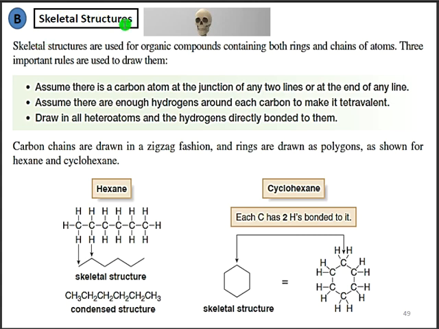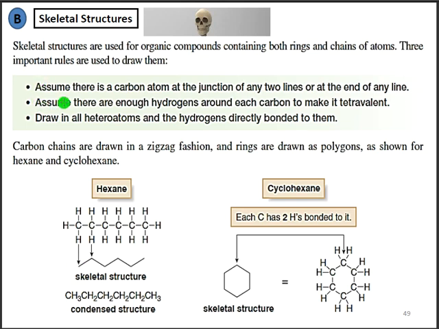The skeletal structure. Skeletal structures are used for organic compounds containing both rings and chains of atoms. Three important rules are used to draw the skeletal structure. Rule number 1: assume there is a carbon atom at the junction of any 2 lines or at the end of any line. That means, look at this line and this line meeting here. That means we have carbon here, or we have carbon at the end of the line.